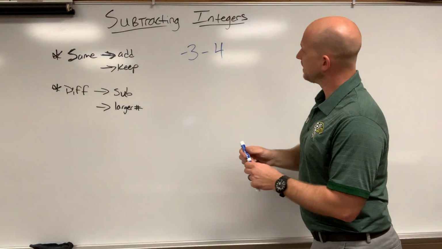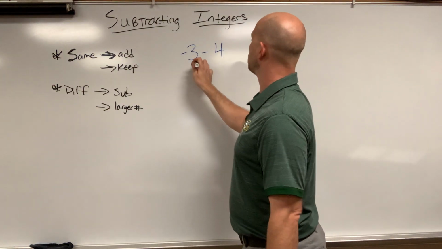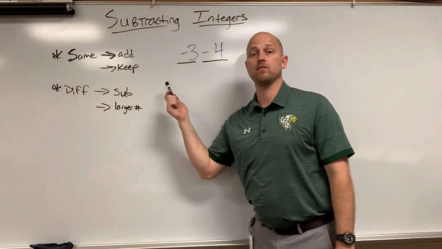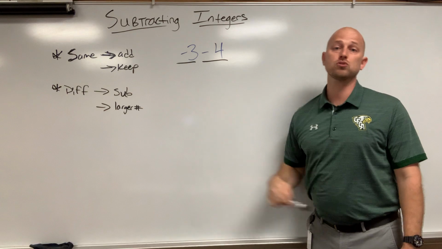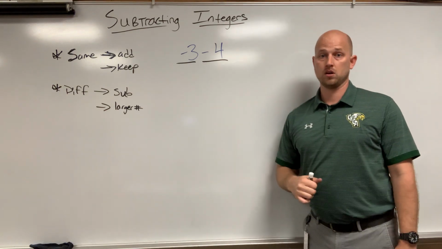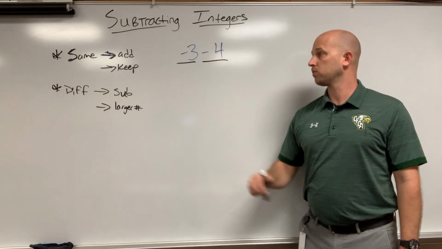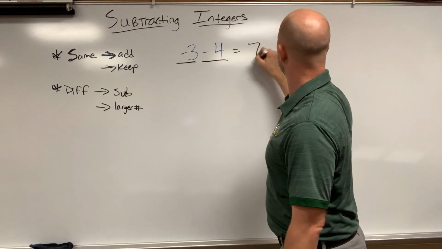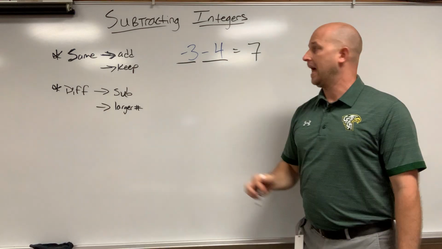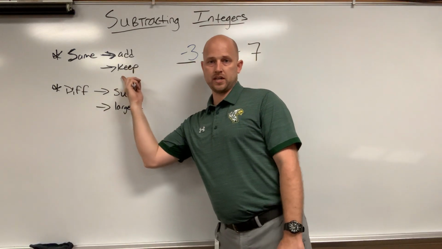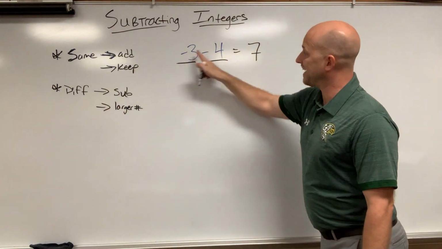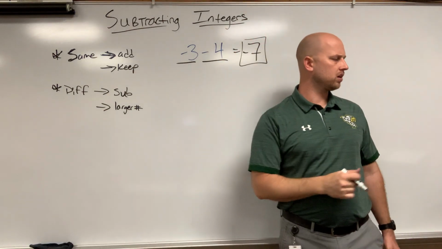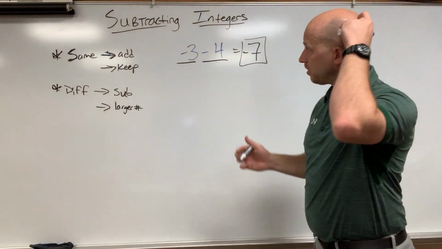But what I said last video about the sign in front: what's the sign on the 3? It's a negative. What's the sign on the 4? It's also a negative. Therefore, it's the same sign. What do we do with same signs? We add. So what is 3 plus 4? 7. And then what do we do when we add? We keep the sign. So they're both negative. 7 is a negative.